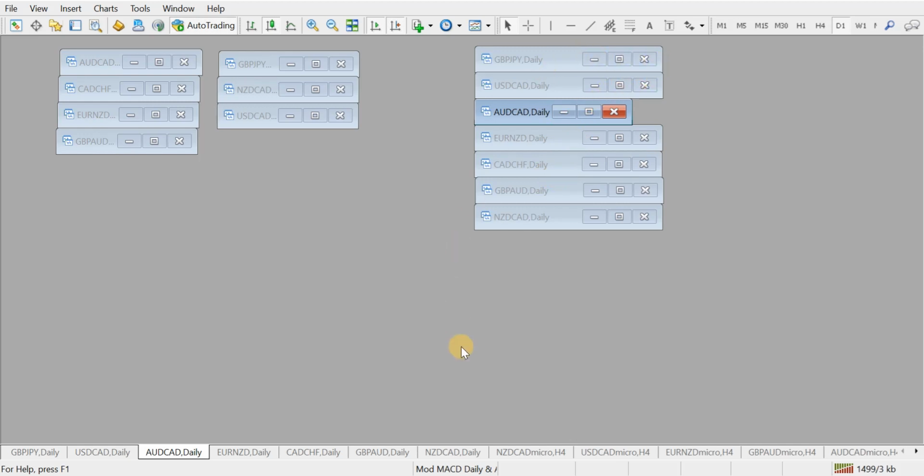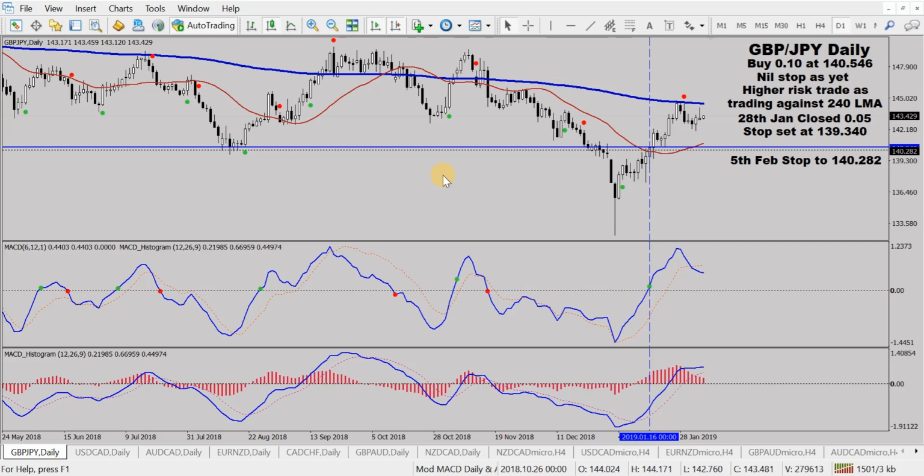Again, with my profile, it's a Mod MACD. These are just charts set up for alerts, so don't worry about them. If they're extended like this, that means there's an open trade. If they're pushed in like that, like the AusCAD, there's no trade. So we'll just quickly run through them.